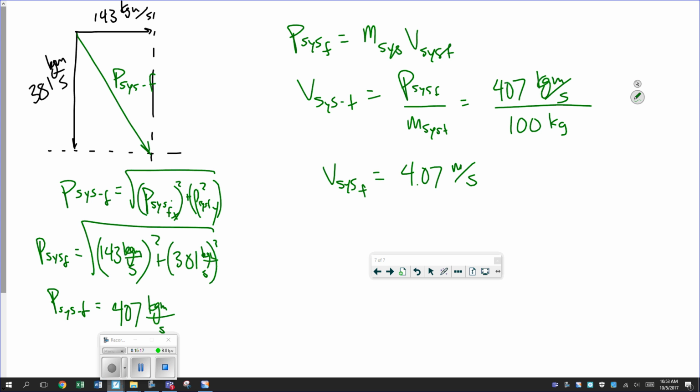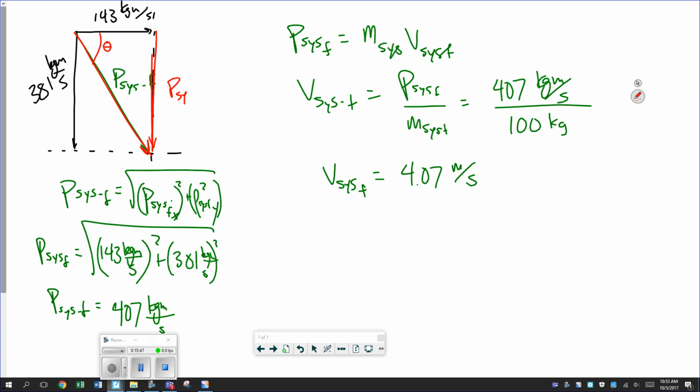Yeah? Okay. Now, this whole direction thing, well, guess what? If the system's final momentum goes in this direction, well, that means that the system's velocity is in that direction. Well, what direction is that? Well, here's one thing we can do. We can calculate that angle, theta.